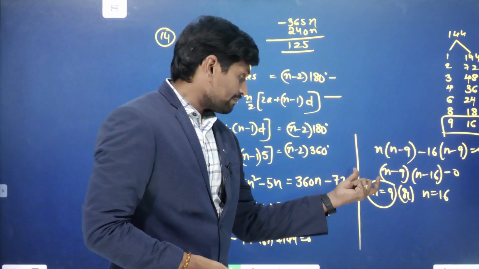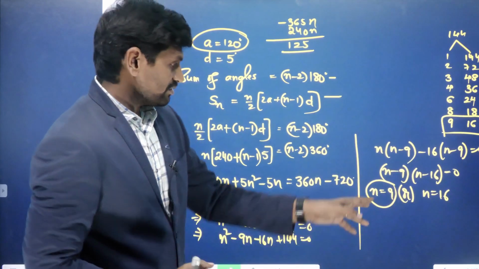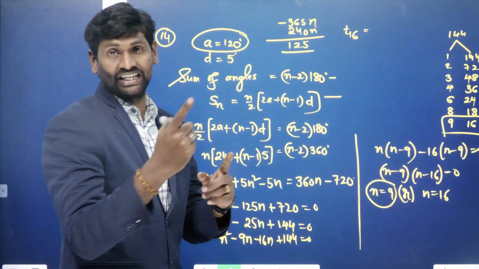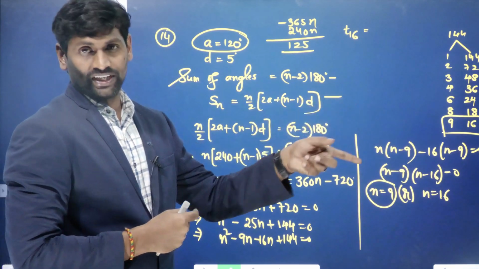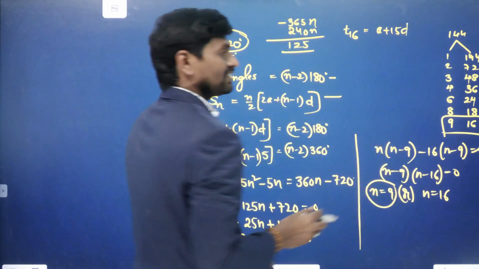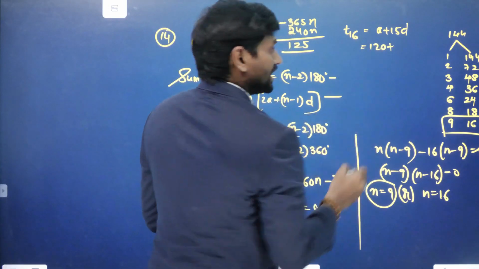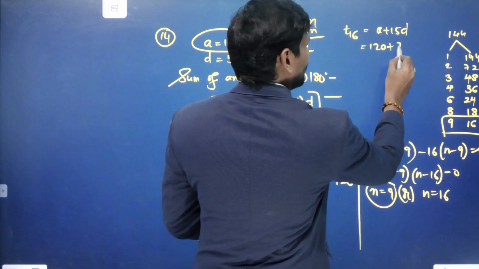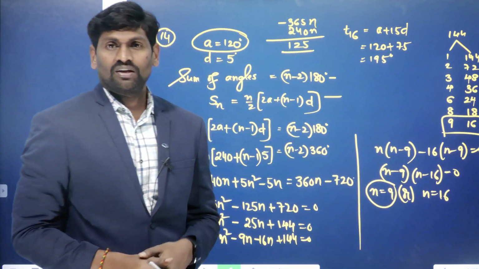If n value can be 9 or 16, that means n is representing the number of sides, no? So n value, let us take it for 16. That means I am finding the 16th angle. First angle is 120 degrees, right? So 16th angle, let us find. That means a plus 15d. 16th term is nothing but a plus 15d. A value is 120 degrees plus 15 into d. 15 into d value how much? 5. 15 5 is 75. When you add, you will get the answer 195 degrees.